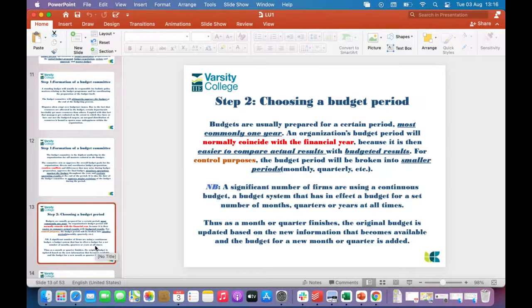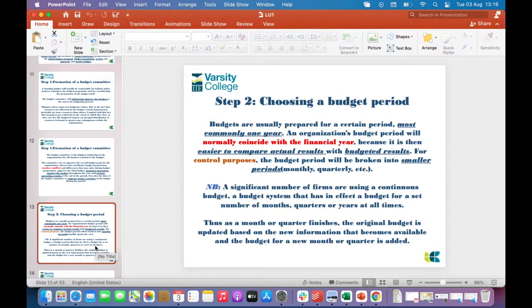And then we have choosing a budget period. Budgets are usually prepared in certain periods, okay? Most commonly 1 year. An organization's budget period will normally coincide with the financial year, okay? Because it is then easier to compare actual results with budgeted results. So here they're just saying that our budget will be in line with our actual financial year so that we can compare results, okay?